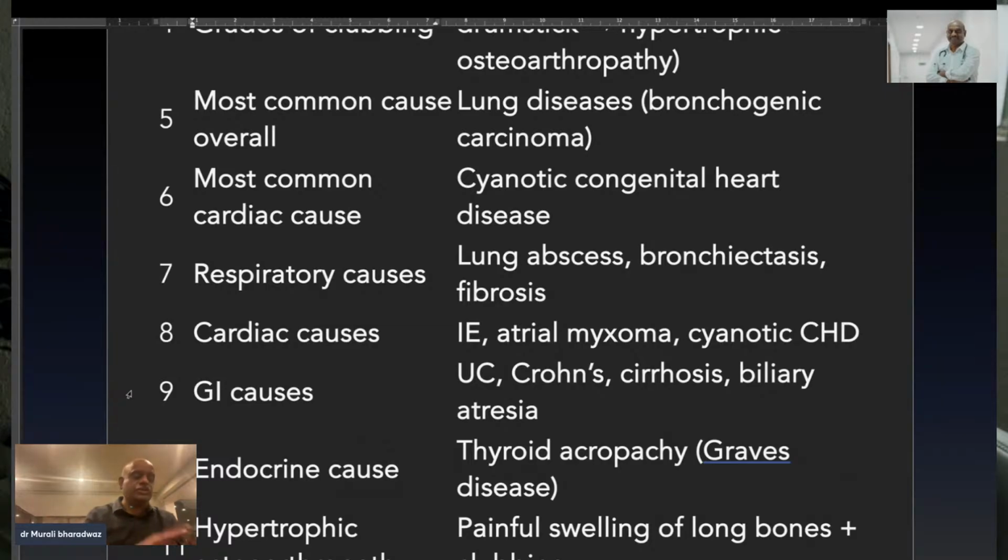What are the 4 T's you remember about cyanotic heart disease? Total anomalous pulmonary venous circulation, tetralogy of Fallot, truncus arteriosus and tricuspid atresia.